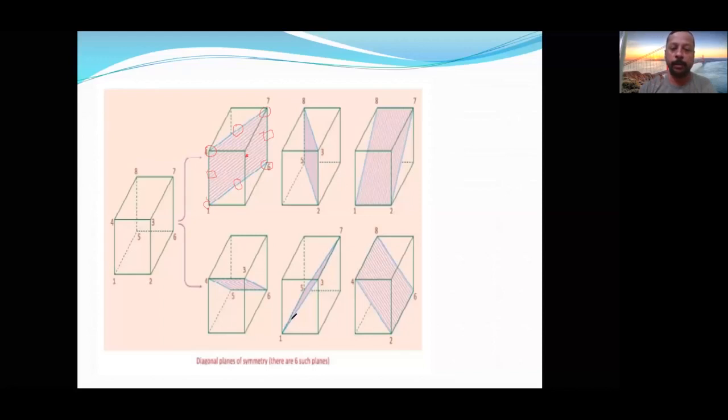So like that, how many diagonal planes of symmetry are there? 1, 2, 3, 4, 5, 6. Six diagonal planes of symmetry. So total planes of symmetry, if they ask, what answer will you give? You will give 9. What are those 9? Three are rectangular planes of symmetry and six are diagonal planes of symmetry. Okay, is it understood?